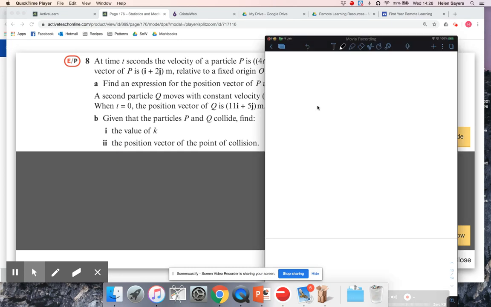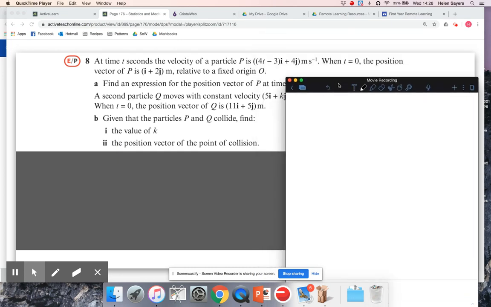Right, so no mention of integrating, but that's what I need to be able to recognise: the position vector is going to be the integral of velocity. So 4t minus 3 i plus 4j. Okay, so 4t is going to integrate to 4t squared over 2, so 2t squared. 3 is going to integrate to 3t. I'm going to do my constant of integration all together at the end.